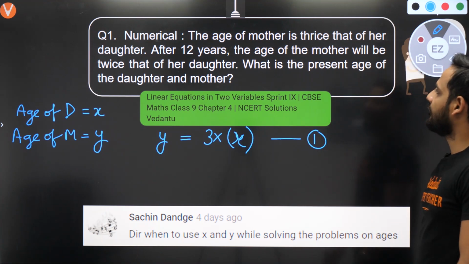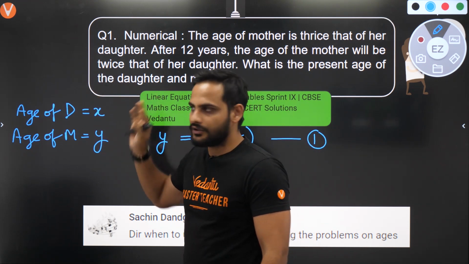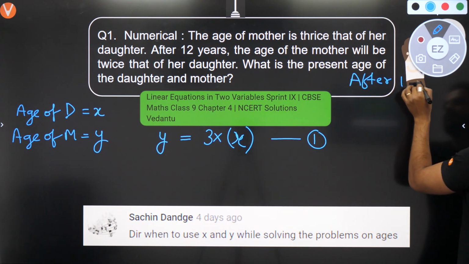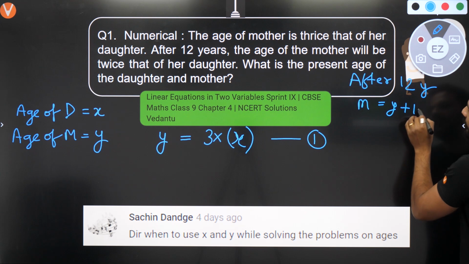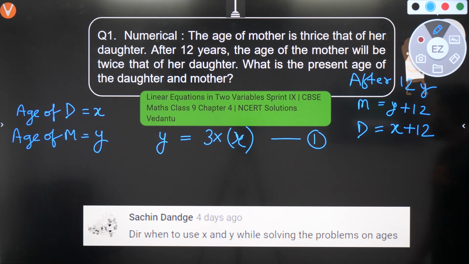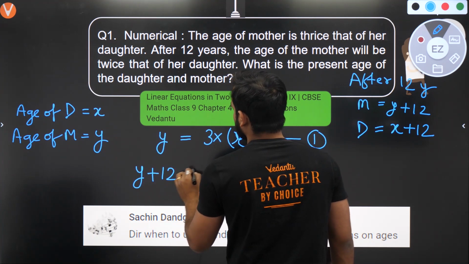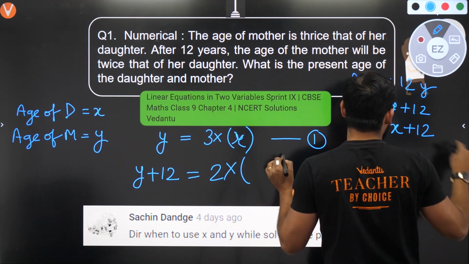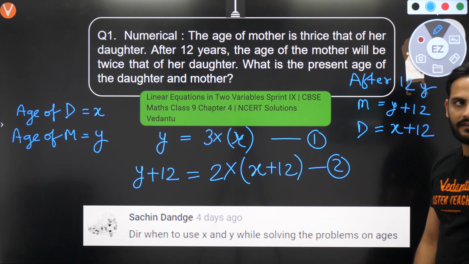Second part, it is saying after 12 years. So beta, after 12 years, their age will increase by 12 years for both. So I can say that sir, after 12 years, what will happen? After 12 years, age of mother will be y plus 12 and age of daughter will be x plus 12. Correct? So now they are saying after 12 years, the age of mother is what? Y plus 12. Age of mother will be twice, means two times that of her daughter. Age of daughter after 12 years is x plus 12. So this is your second equation. Correct? This is your second equation.